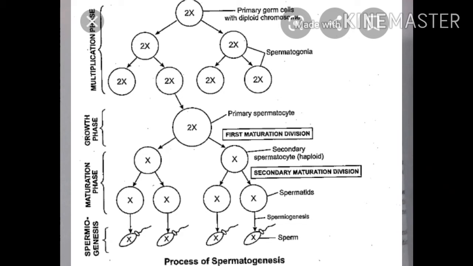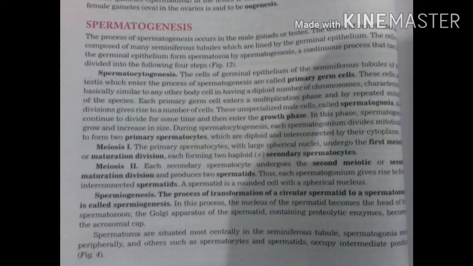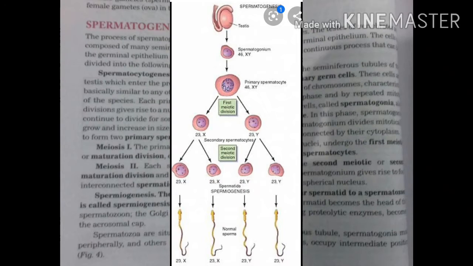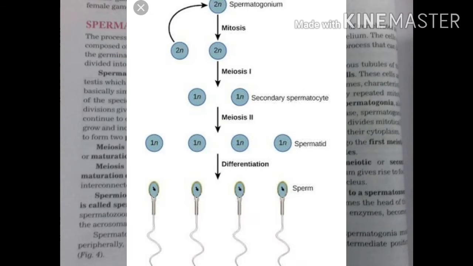During the phase of growth, the primary spermatocyte enlarges in size and prepares to undergo meiotic or maturation division. During the phase of maturation, the primary spermatocyte undergoes meiosis 1, giving rise to two haploid (n equals 23) secondary spermatocytes. These cells remain connected by cytoplasmic bridges after each division. They further undergo meiosis 2, resulting in the formation of 4 haploid spermatids.